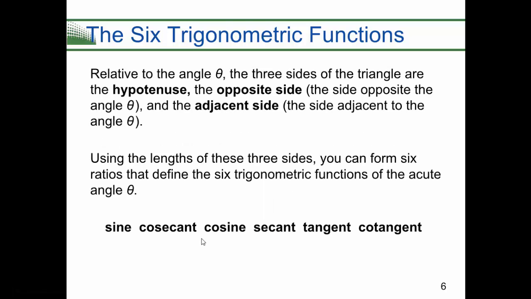Relative to the angle theta, the 3 sides of the triangle are the hypotenuse, the opposite side, which is the side opposite of the angle, and the adjacent side, which is the side adjacent to the angle. Using the lengths of those 3 sides, you can form 6 ratios that define the 6 trigonometric functions of the acute angle. The 6 functions are sine, cosecant, cosine, secant, tangent, and cotangent.